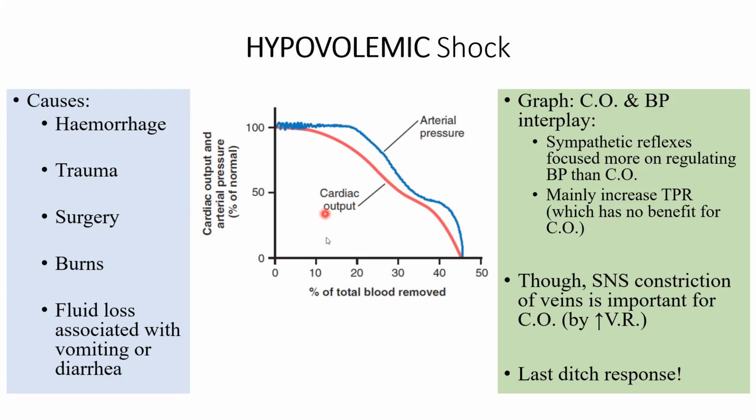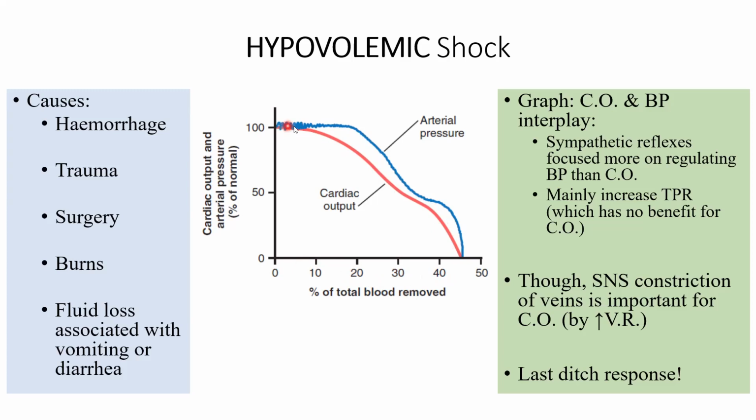Right? Remember, we are removing blood sequentially. So 10% was removed here, 20% was removed. So we are progressively decreasing ECF volume. This was done in dogs, I imagine. And basically, the cardiac output came down like this.